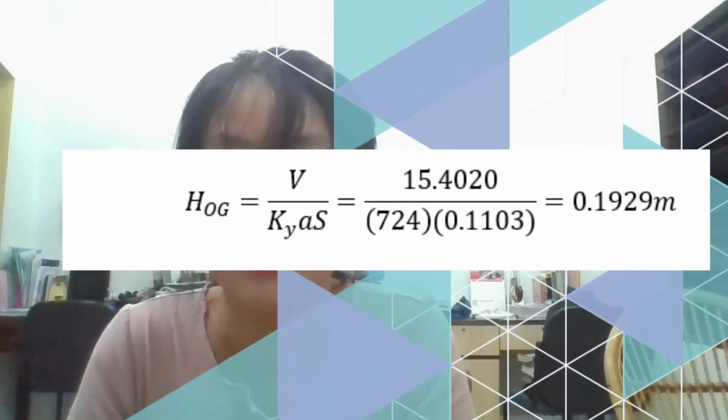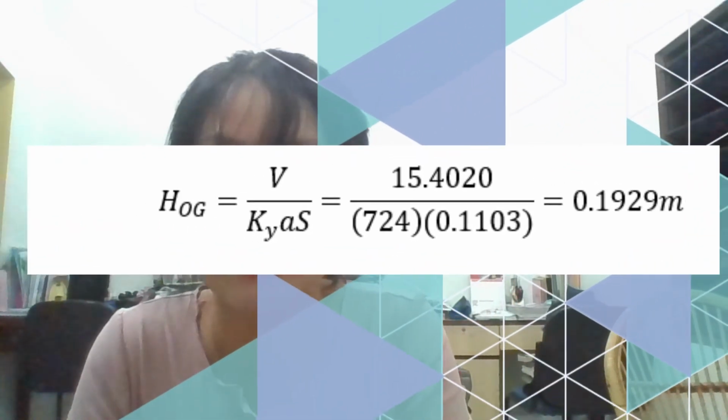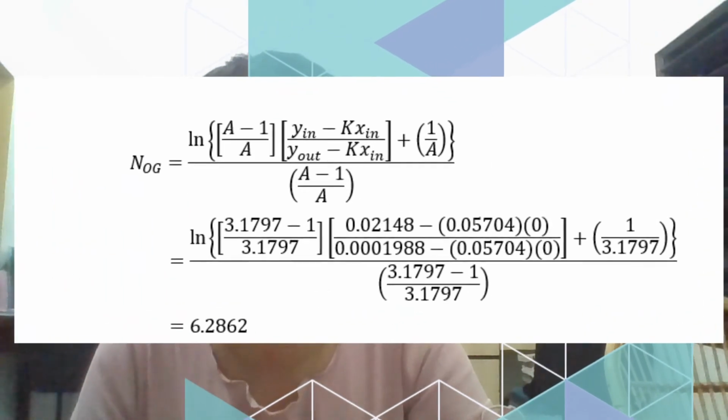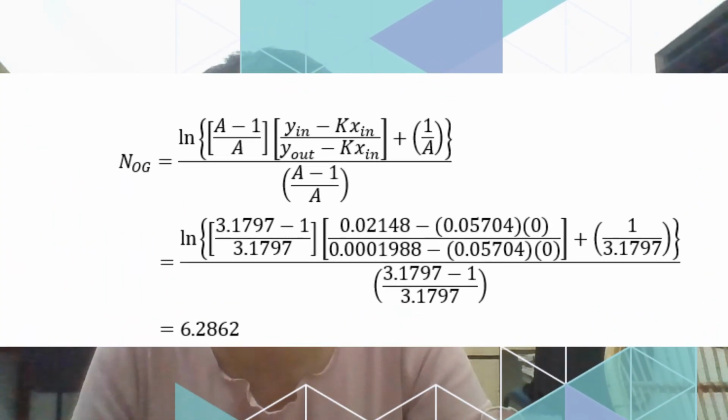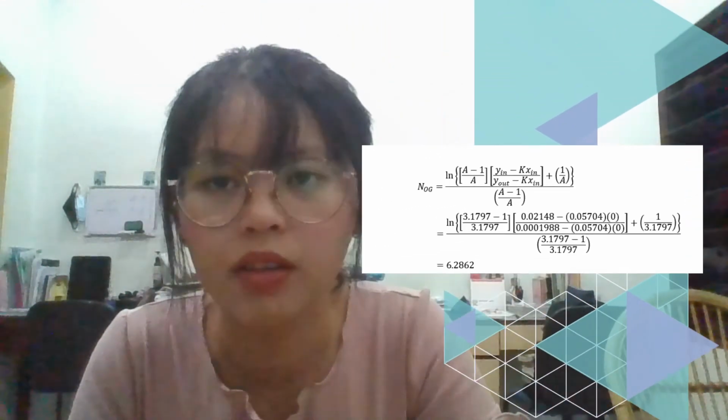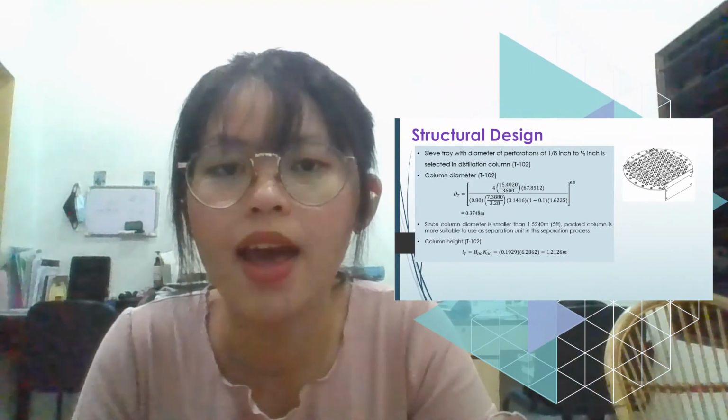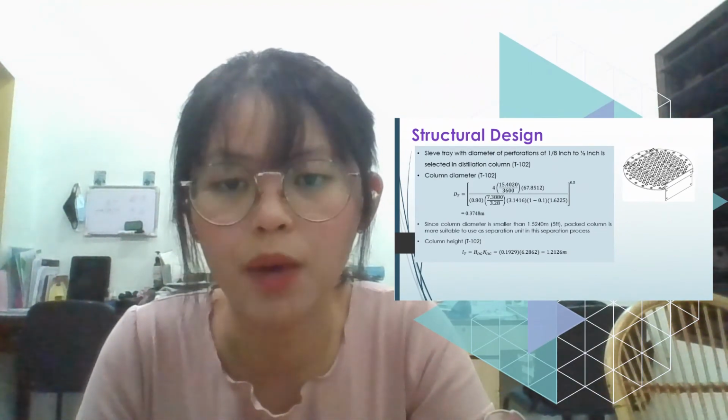The column height LT is calculated with the formula LT equals HOG times NOG. HOG is defined as the height of transfer unit, HTU, based on the overall gas phase mass transfer coefficient, while NOG is defined as the number of transfer units, NTU, based on the overall gas phase mass transfer coefficient. Therefore, the column height LT is 1.2126 meter for T102.